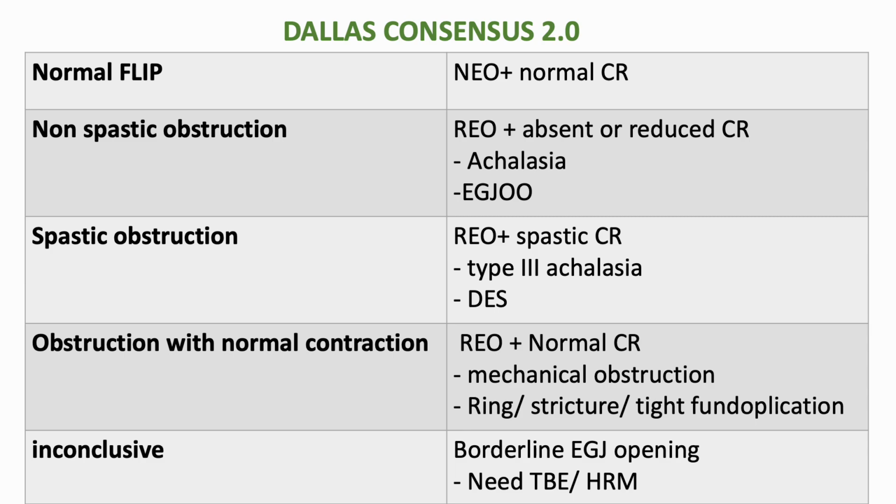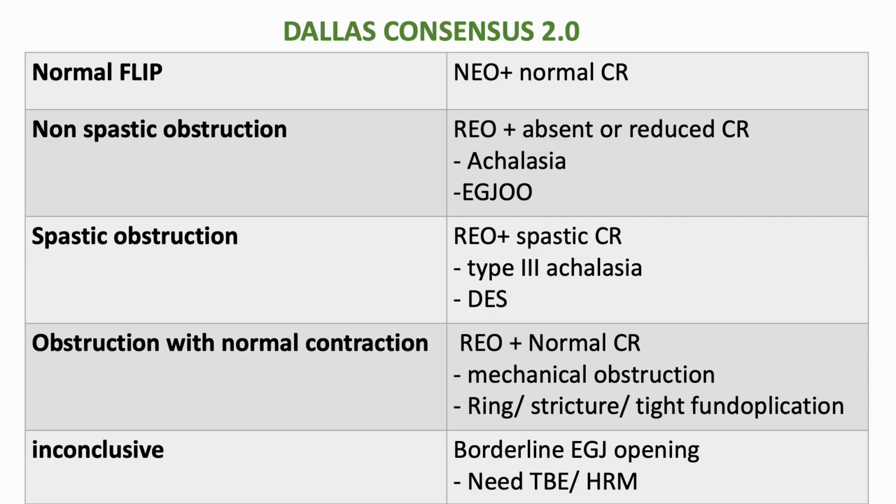The Dallas Consensus 2.0 for esophageal motility disorders based on EndoFLIP findings. Normal FLIP is normal esophageal opening plus a normal contractile response. Non-spastic obstruction is reduced esophageal opening plus an absent or a reduced contractile response. This is seen in achalasia and EGJ outflow obstruction.